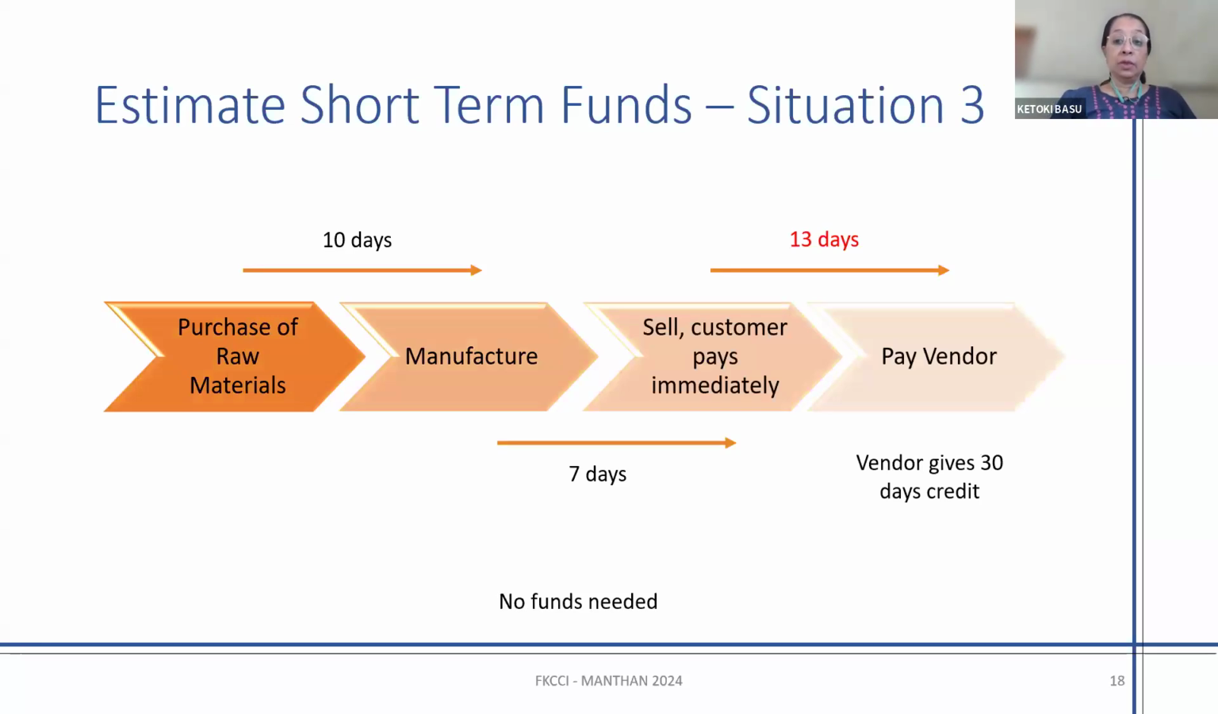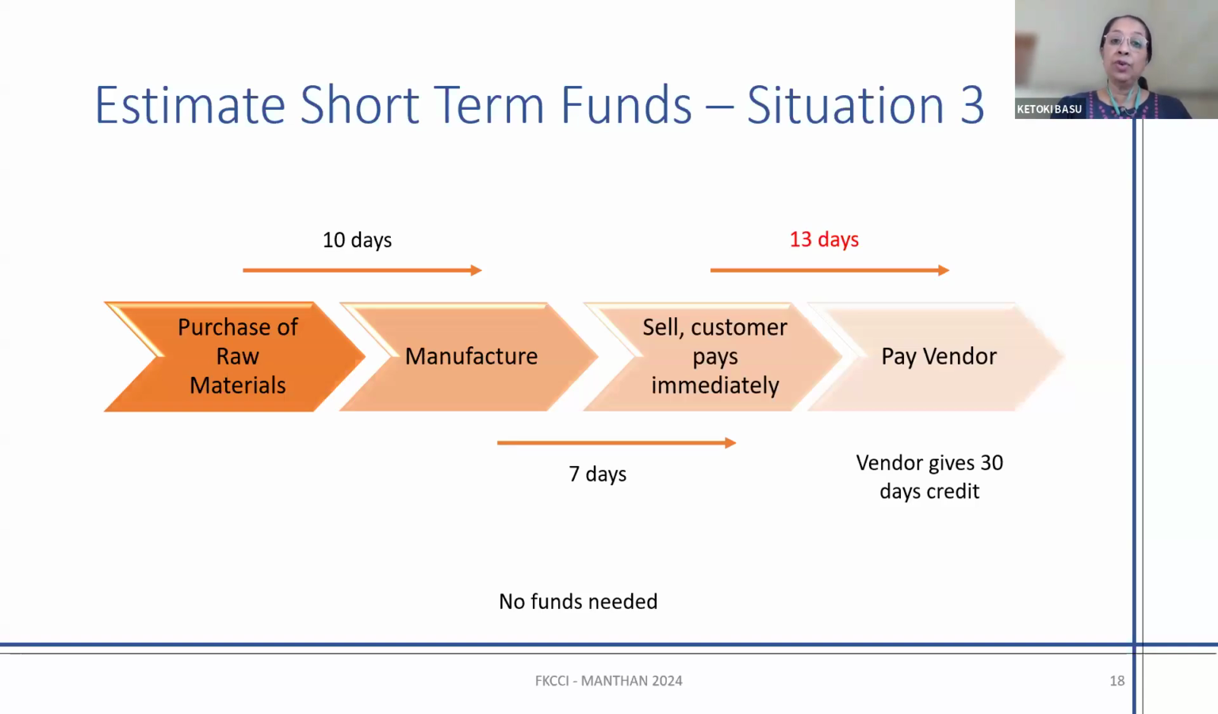Now let's come to the third situation, where your customer wants it after 30 days, fine. But your vendor from whom you buy the raw material has given you 30 days to pay. So what is happening here is you've bought the raw materials but haven't paid for them. 10 days you use it for manufacturing, 7 days to sell to the customer. When 17 days have gone by, you still have 13 more days in which you can pay the vendor.